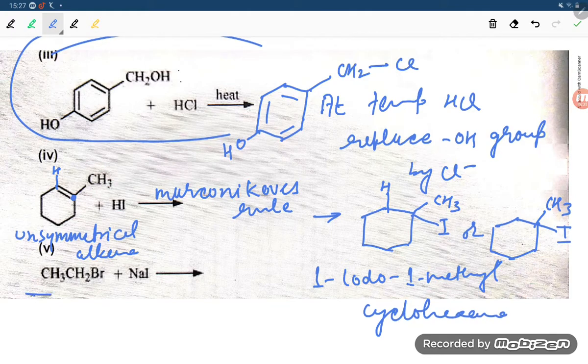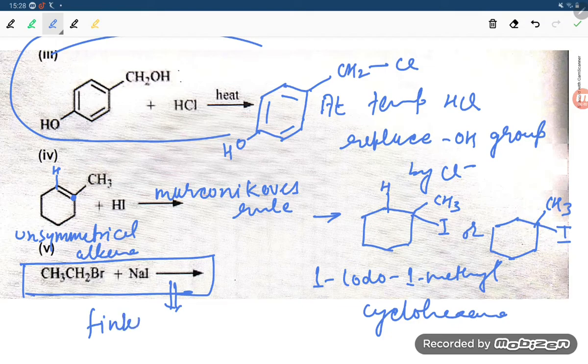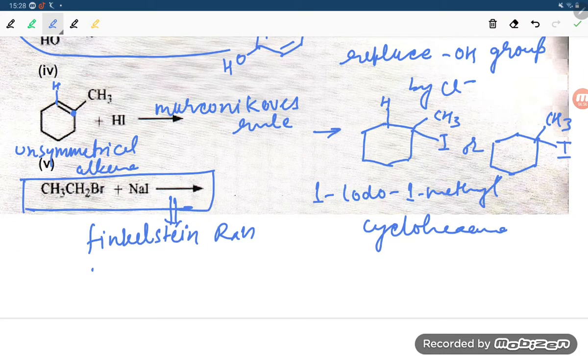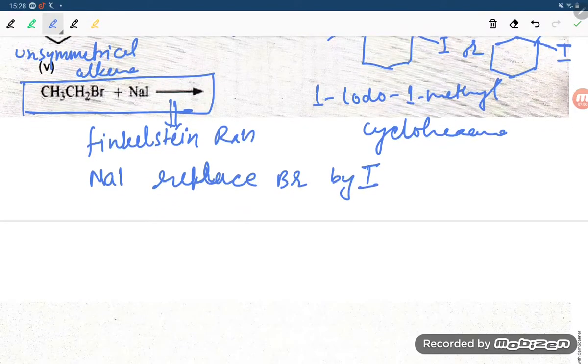Okay, next one, student. This is the halogen exchange reaction, and if the replacement is by I, that is known as the Finkelstein reaction, student. So what is that? Bromine is replaced by NaI. It replaces Br by which group, student? I. So let us write the reaction.